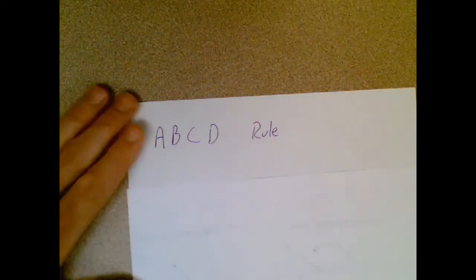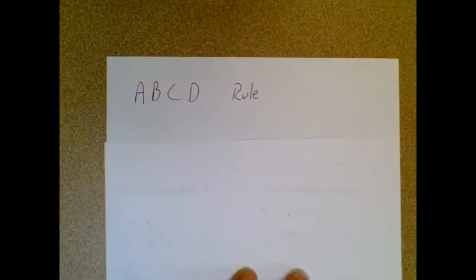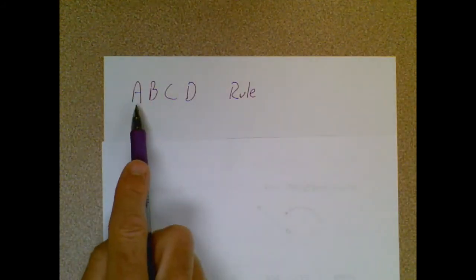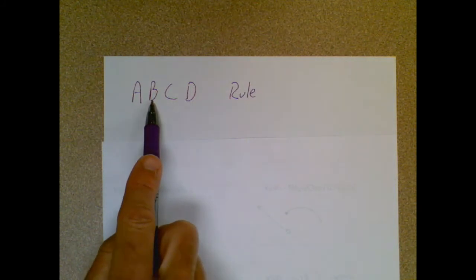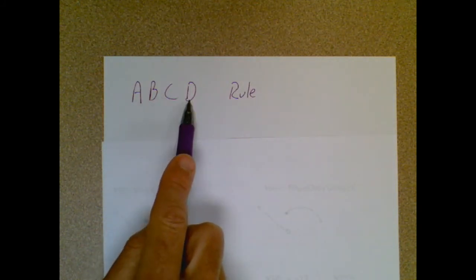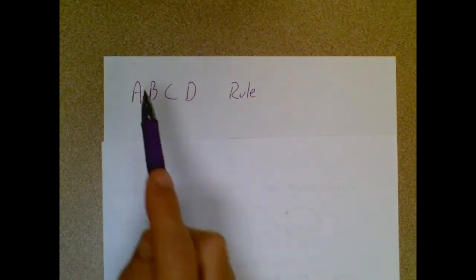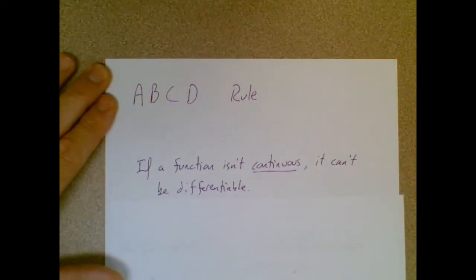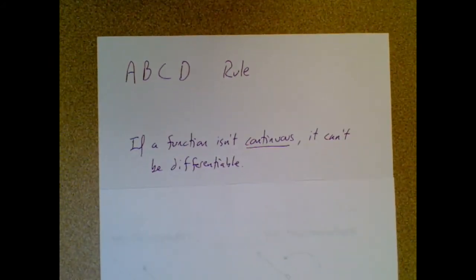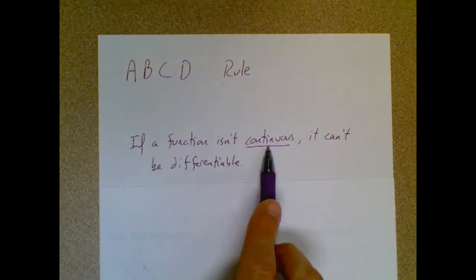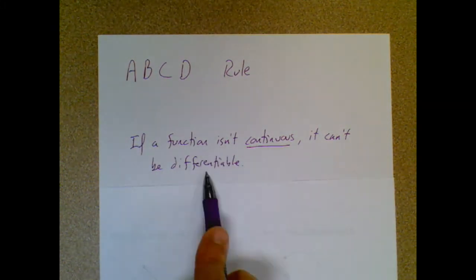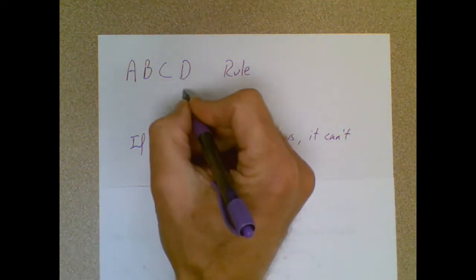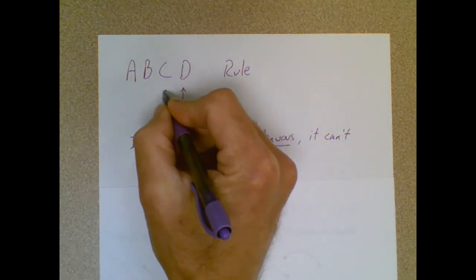There is this thing that I've kind of sort of made up called the ABCD rule, and it's just a little nifty way to help you remember some things. You might think this means always boring continuous differentiable, but I don't know what the A and B stand for, but I know the C stands for continuous and the D stands for differentiable. And it kind of goes like this. If a function isn't continuous, then it can't be differentiable. You can't get to D if you can't say yes to C.